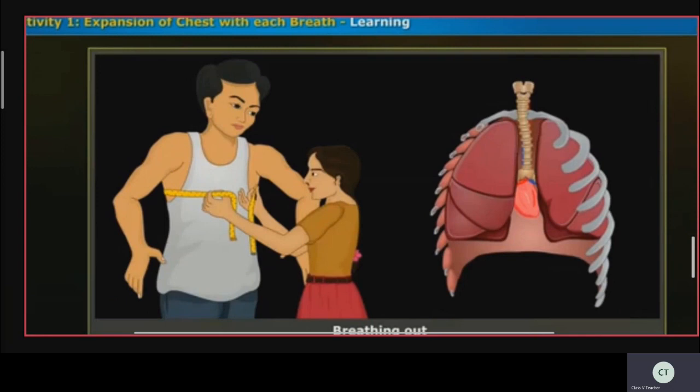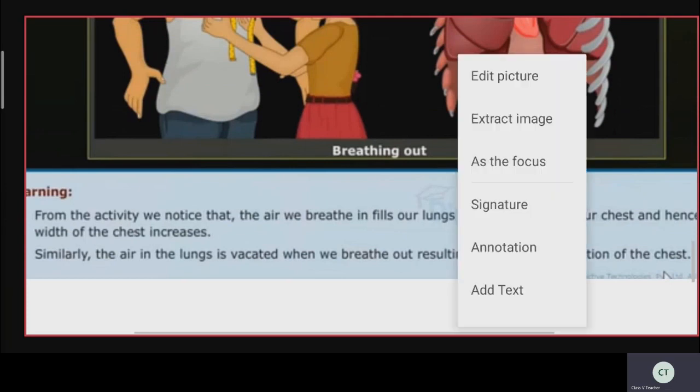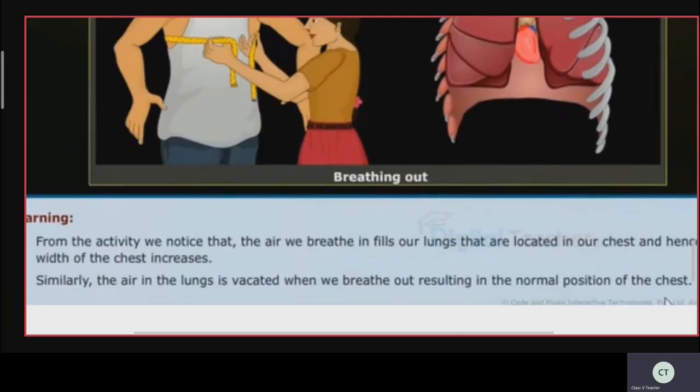So the expansion of chest with each breath. See here, expansion of lungs. Breathing out, breathing in. When breathing in, the lungs will blow up like a balloon. When you release the air, again it comes down. Okay, children. So this is called the breathing in, breathing out process. Can you see here on the screen, children? From the activity, we notice that the air we breathe in fills our lungs that are located in our chest. Hence, the width of the chest increases. Similarly, the air in the lungs is vacated when we breathe out, resulting in a normal position of the chest.